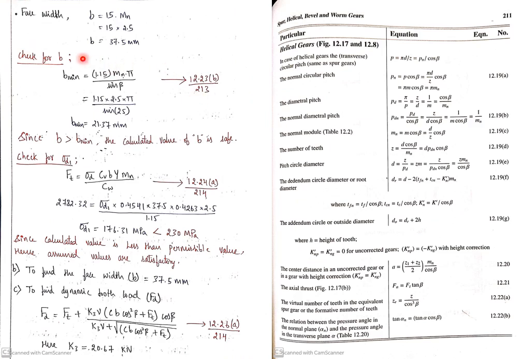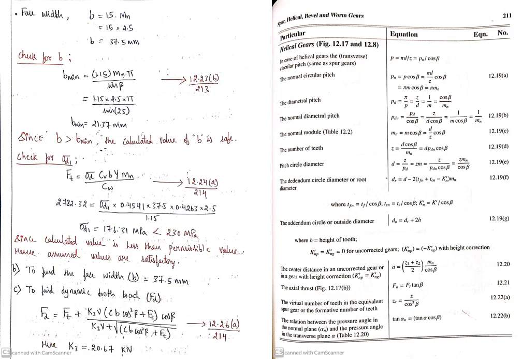Next, similarly, you need to calculate B. Now we need to check for B and sigma D1. The same procedure will be used. Since here B is greater than Bm, the calculated value of B is safe. Again, we need to check for sigma D, which is less than the given value in the question, that is 230 megapascal.